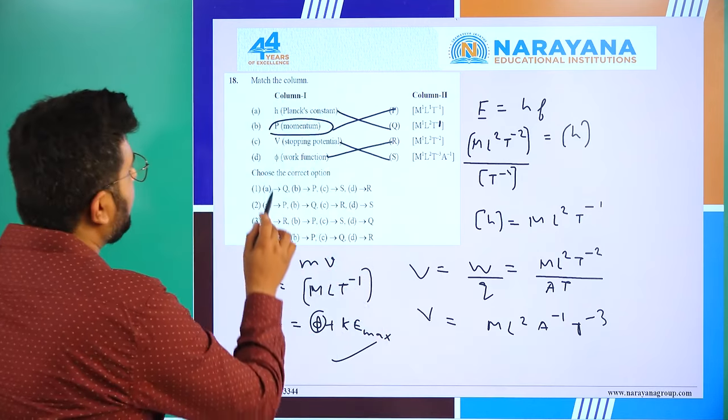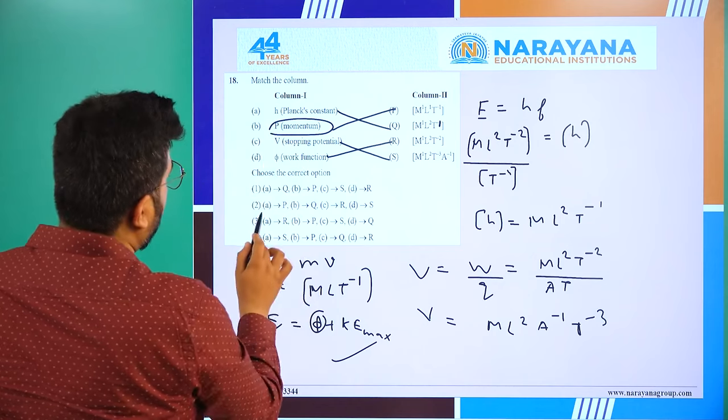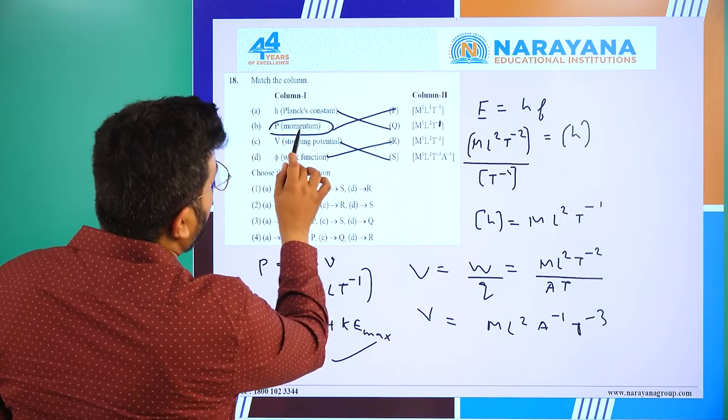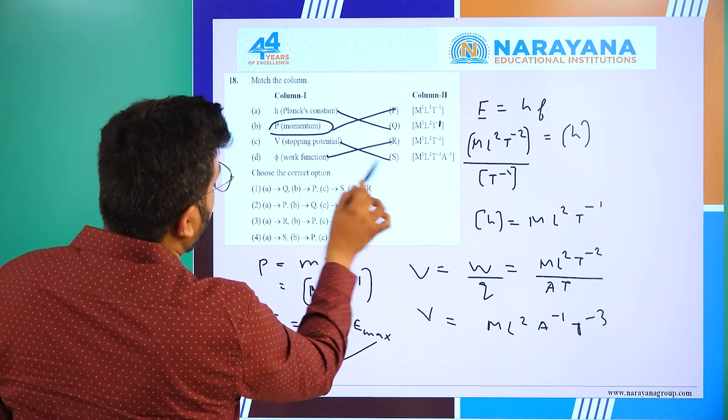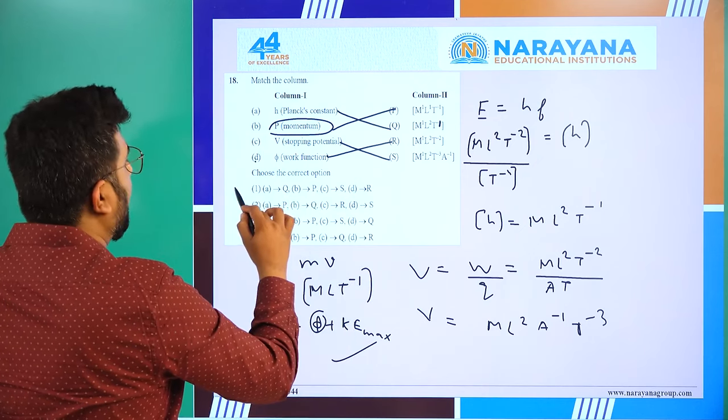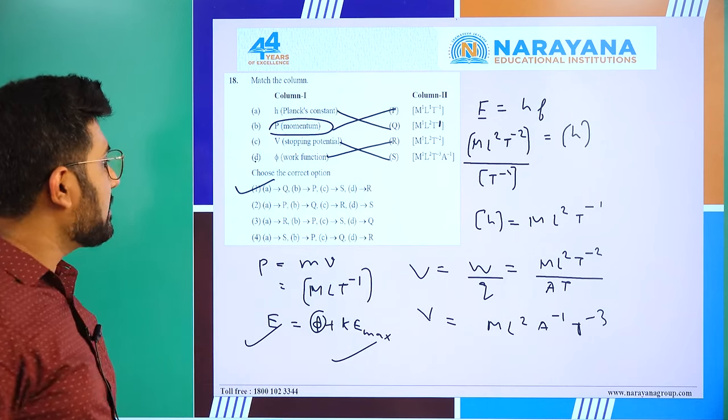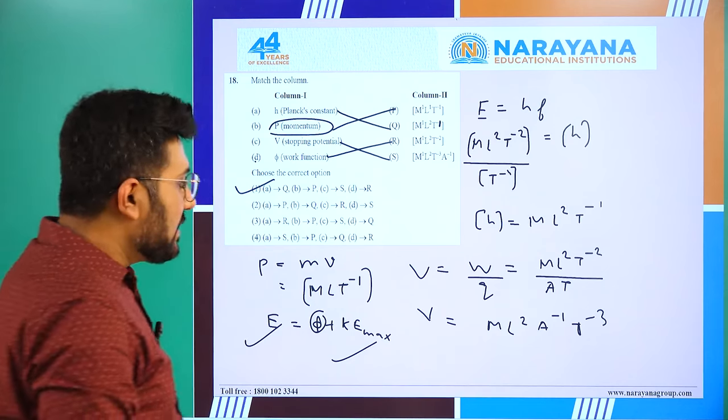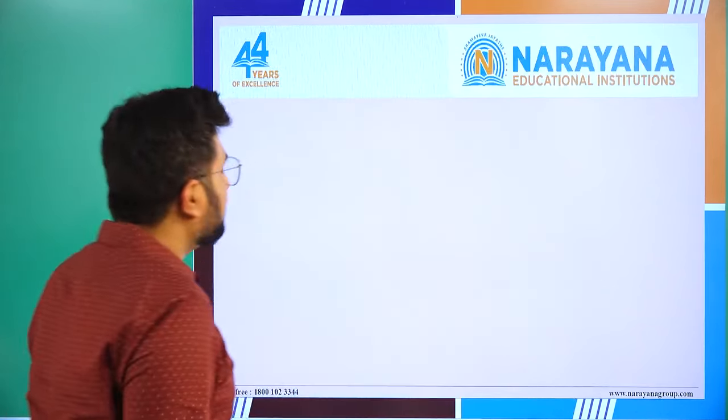So, what should be your answer? You can see for A it is Q, for B it is P, for C it is S, and for D it is R. So, basically your answer is 1. Okay. Now, let us go to the next question.